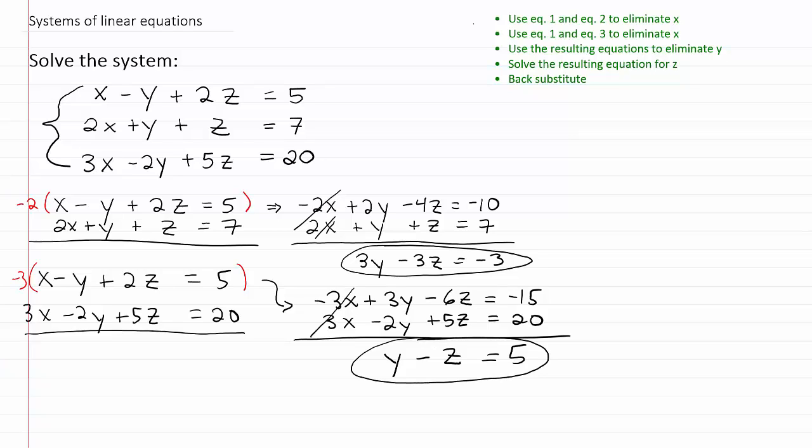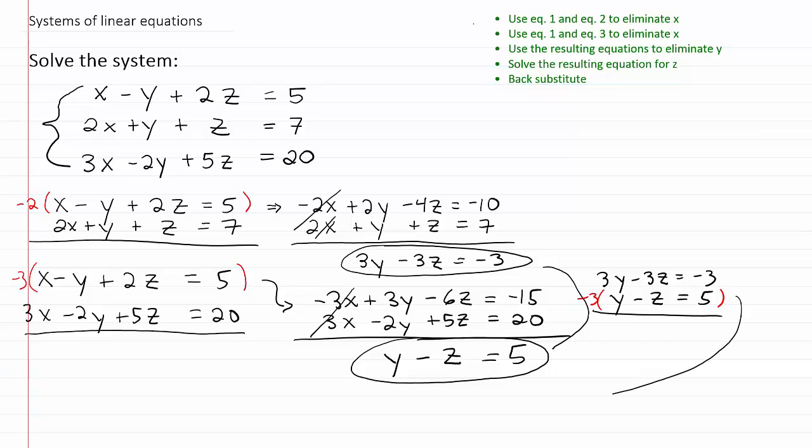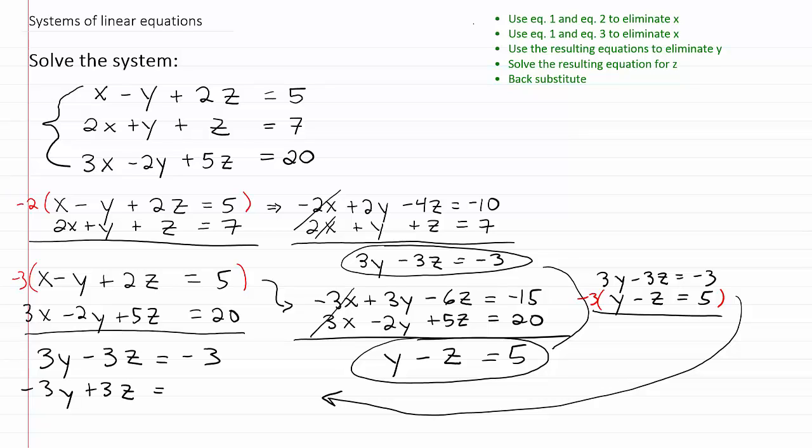Now we should take these two equations and use them in order to eliminate y. Let's write those down. We'll have 3y minus 3z is equal to -3. And then we'll have y minus z is equal to 5. And if we multiply by -3 here, we'll get the following result. You'll have 3y minus 3z is equal to -3 for the first equation. For the second equation, you'll have minus 3y plus 3z is equal to -15.